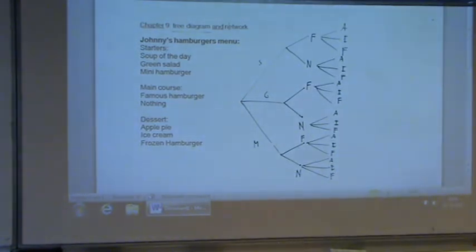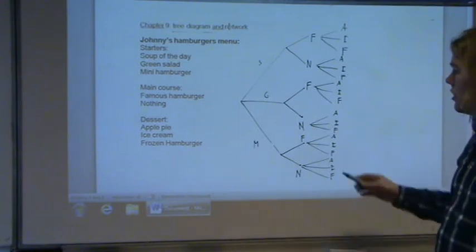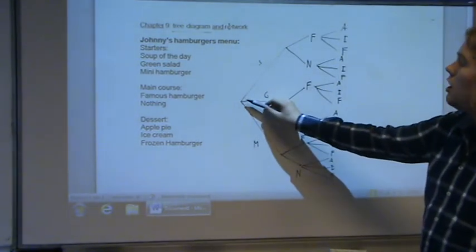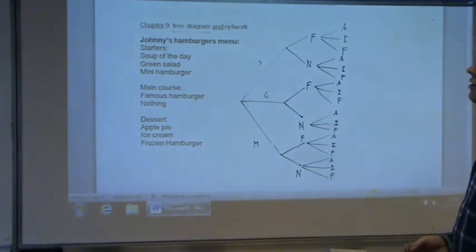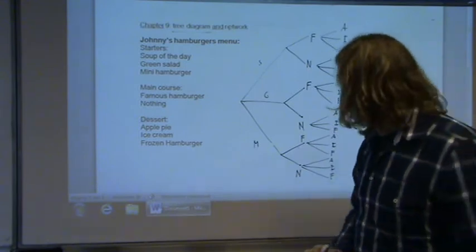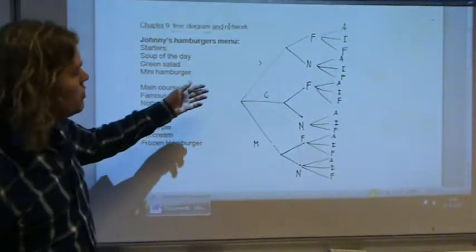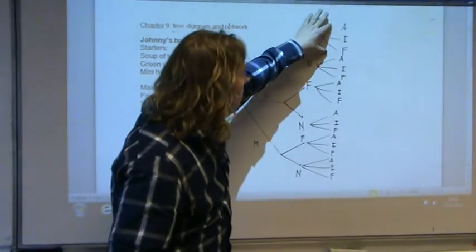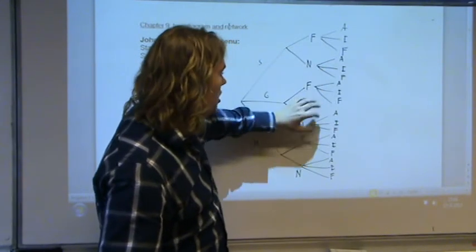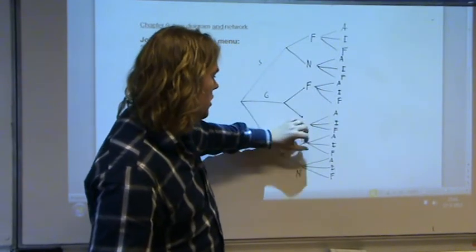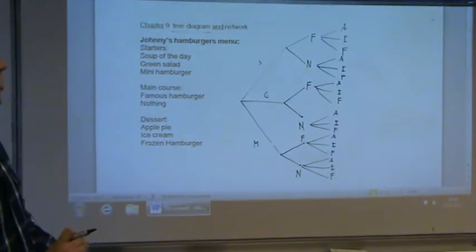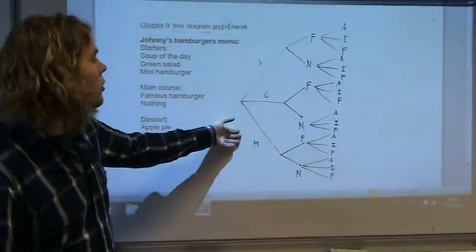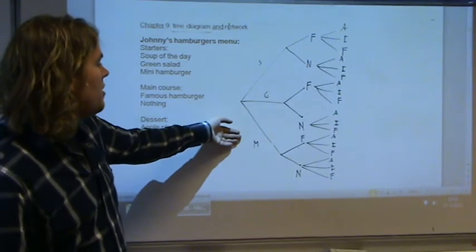So these are all the possibilities. As you can see, this is one combination: green salad, nothing, and then apple pie. Alright, so if you want to know the total amount of combinations, you just add these. These are 3, 6, 9, 12, 15, 18. So there are 18 possibilities. It took a lot of work to figure it out, but we have 18.